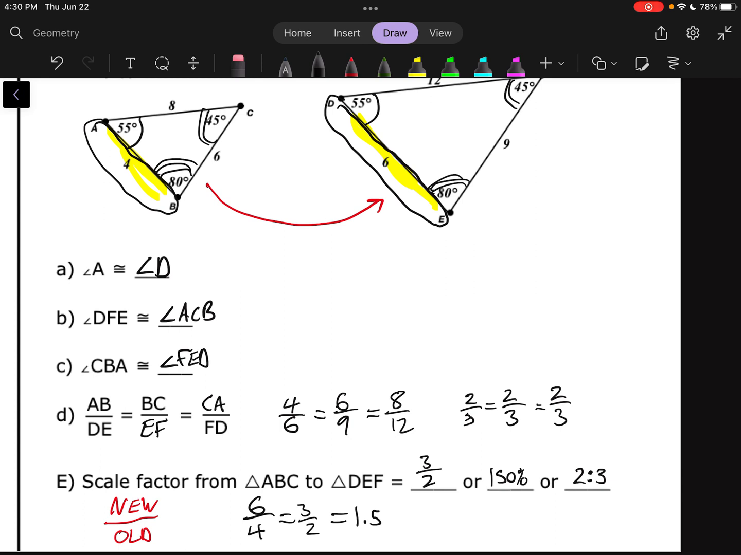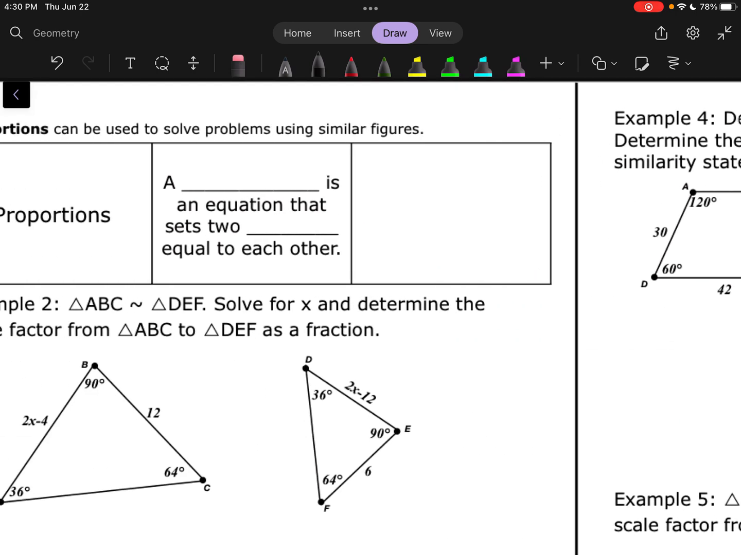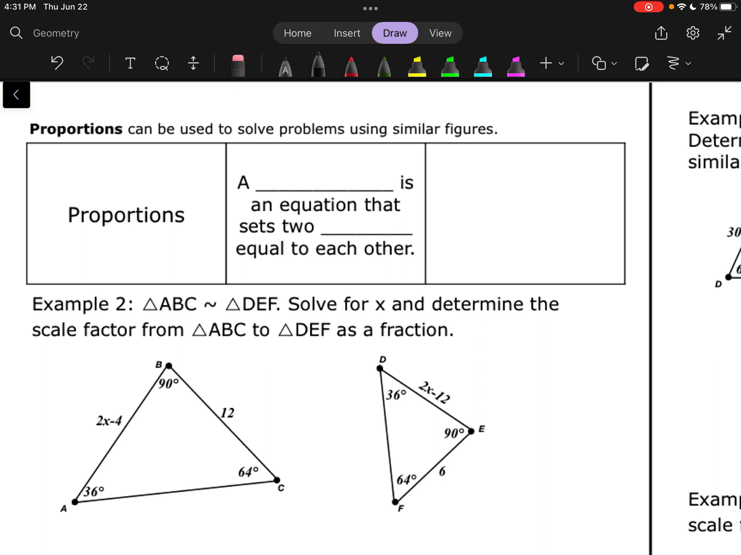Corresponding angles are congruent, and the ratios of the corresponding sides are equal. Okay, now those ratios, let's talk a little bit more about that, because that's going to be what allows us to solve problems using these things. Anytime you set 2 ratios equal to each other, that is called a proportion. And it says up top here, proportions can be used to solve problems using similar figures. So a proportion is an equation that sets 2 ratios equal to each other.